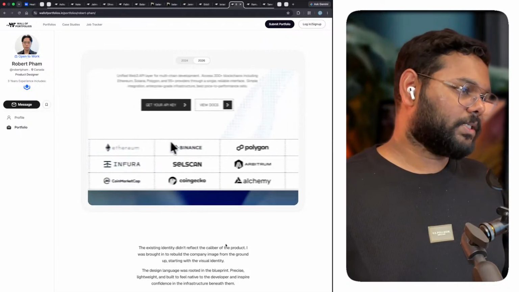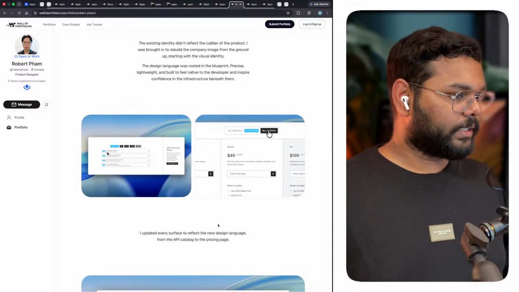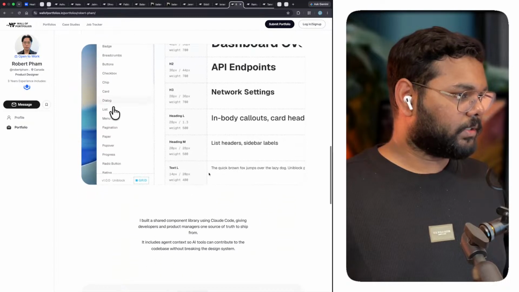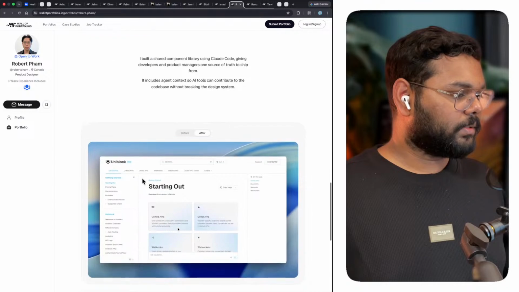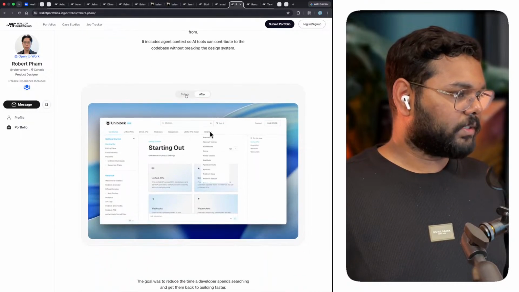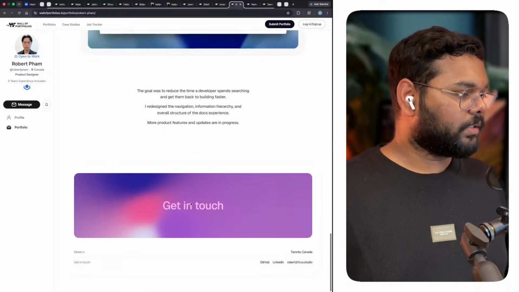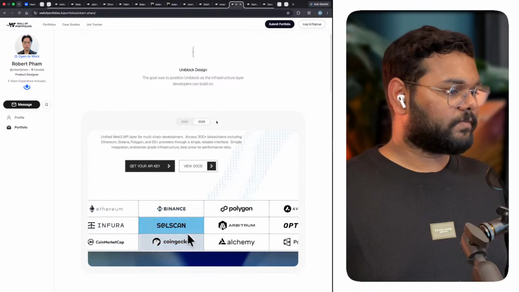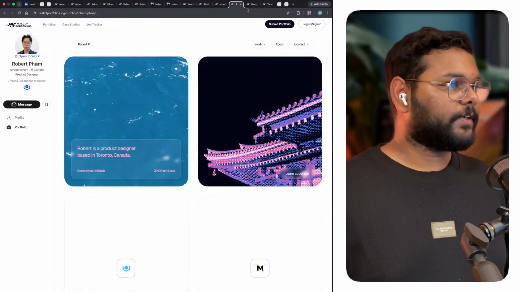Okay, so this is a website. All right, so pricing, great. Okay, design system, before and after here, dashboard or something. Okay, great. I think I can get inspiration from this before and after, then I'll move on.